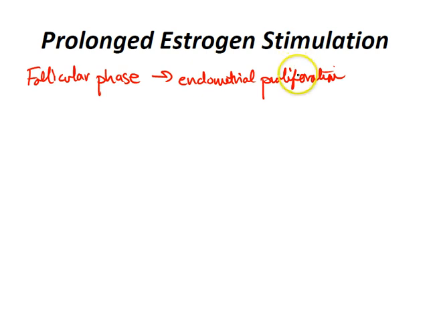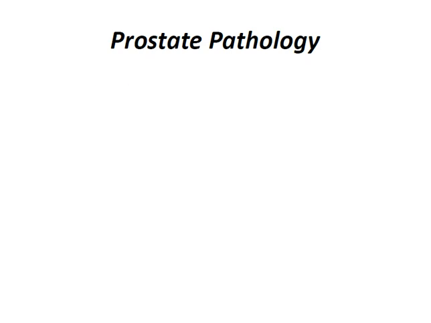So that's prolonged estrogen. What about the prostate pathology? So the prostate pathology includes prostate-specific antigen, or PSA. That's elevated in prostatitis, BPH, prostate infarction, and prostate adenocarcinoma. And those are the four things we're going to talk about.